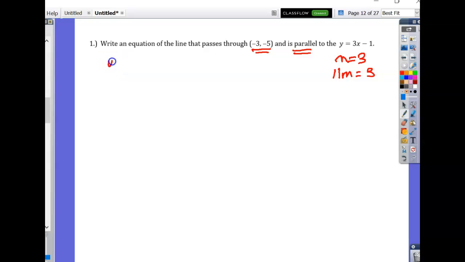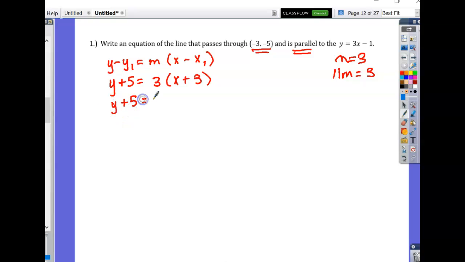So now we're just going to use point-slope form: y minus y1 equals m times x minus x1. So y plus 5 is going to be equal to our slope, 3, times x plus 3, because we're subtracting a negative, so it becomes plus. After we distribute, we get 3x plus 9, and then we subtract 5 from both sides. So y is equal to 3x plus 4.